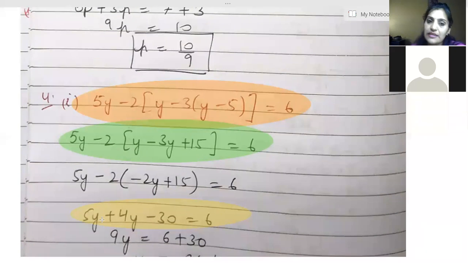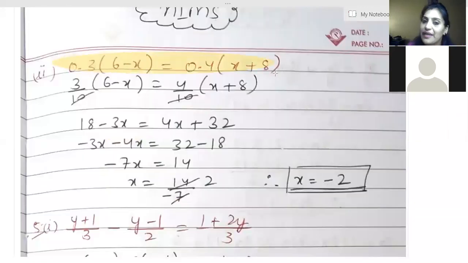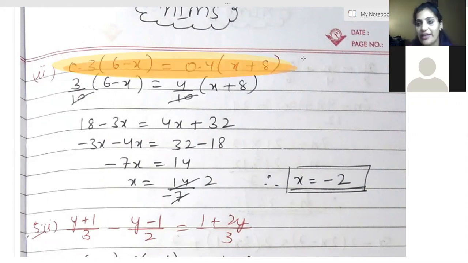Now the second part. The second part is important. Look, 0.3 into 6 minus x. Come and write it. Ma'am, I don't know how to write the second part. Okay. It's 0.3 into 6 minus x is equal to 0.4 into x plus 8.